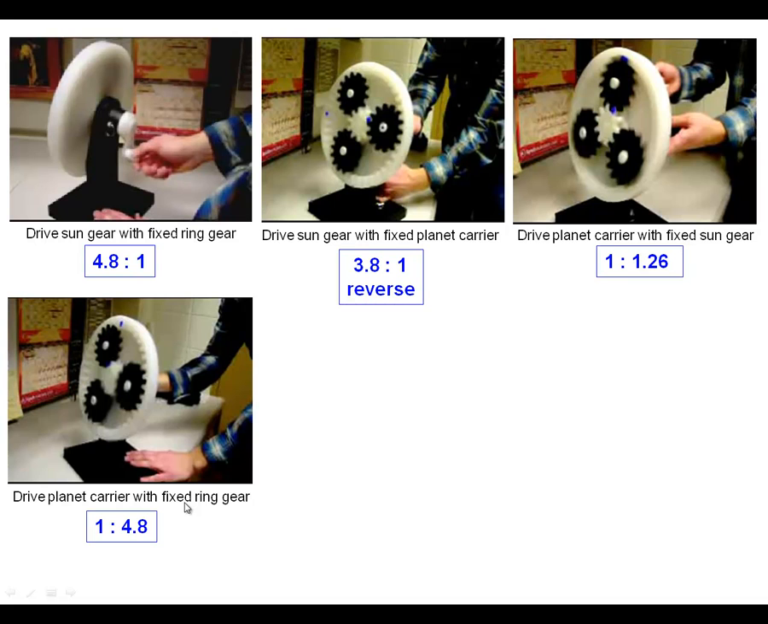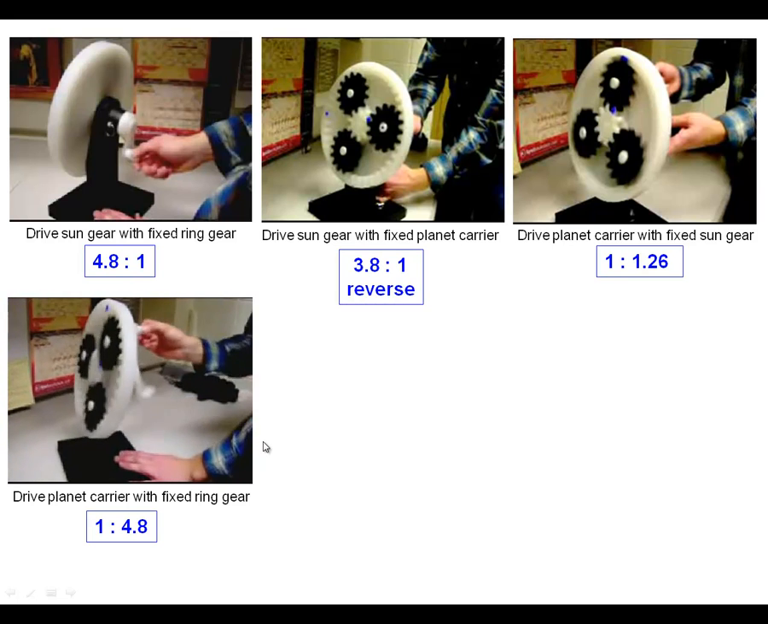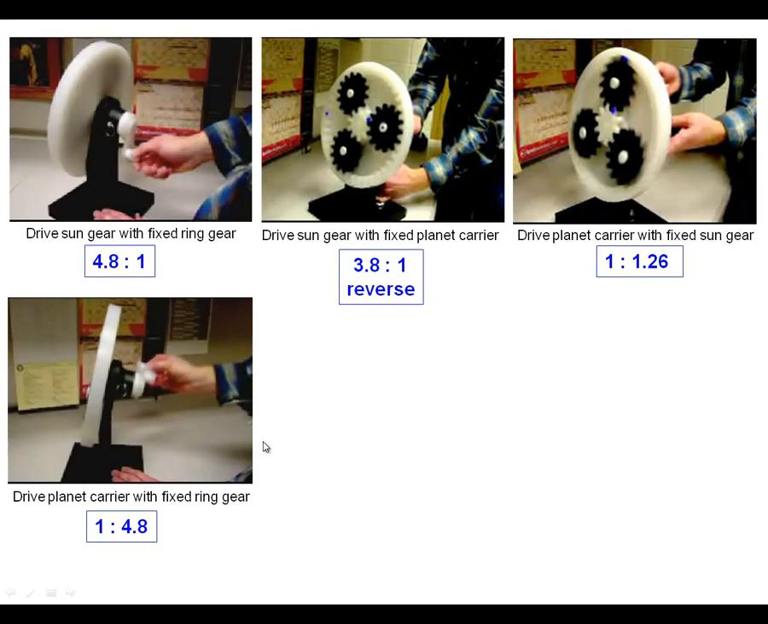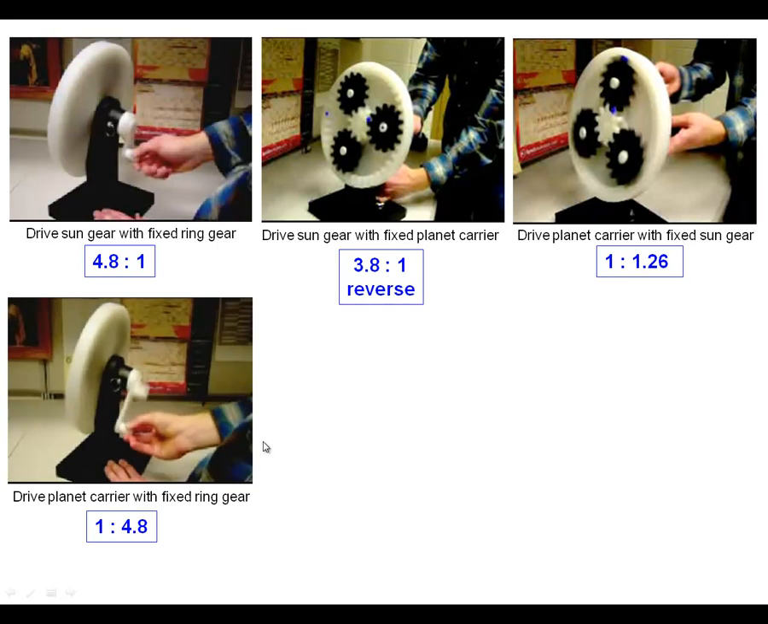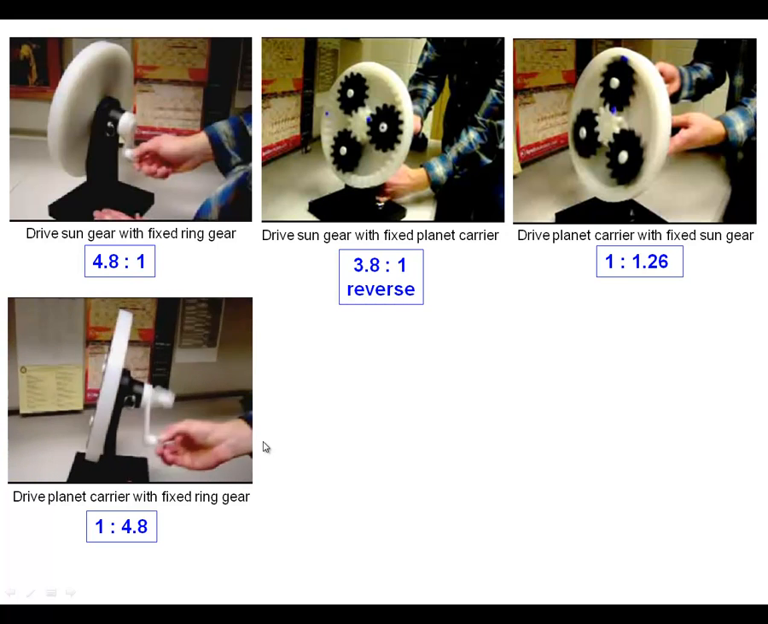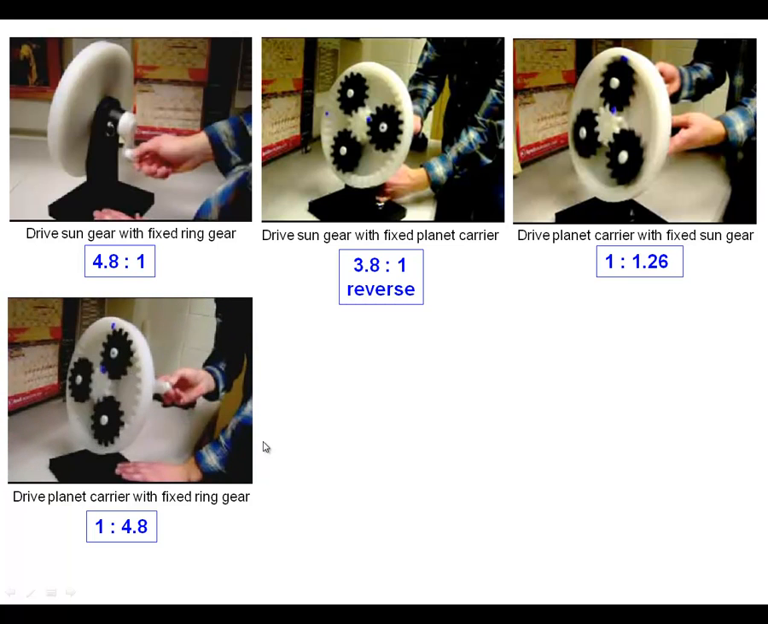So instead of driving the sun gear, let's drive the planet carrier now. That's this video here. Basically, we have the opposite. We have now a speed increase rather than a speed decrease. For driving the planet carrier, the sun gear will turn 4.8 times faster than the planet carrier. So in this case, we have either a gear up or a gear down.